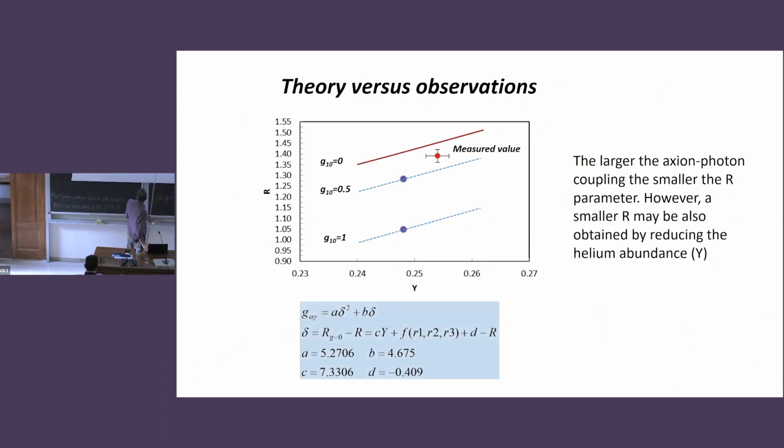Okay, so this is the effect. This shows the variation of the R parameter as a function of the abundance of helium. We get these lines changing the coupling of the axion with photons in units of 10⁻¹⁰ GeV⁻¹, and we see where the measured value is here. Here we have the statistical uncertainty in the measurement of the R parameter, but also the uncertainty in the helium abundance. So we get this analytic equation that describes the effect of a coupling with photons.